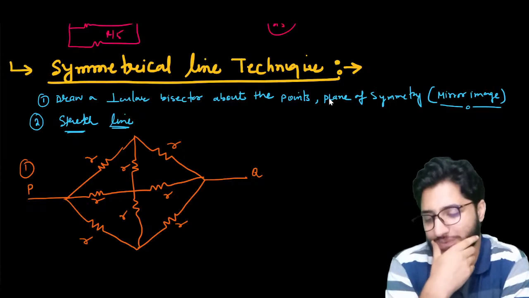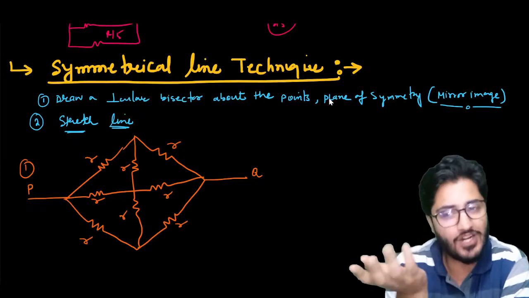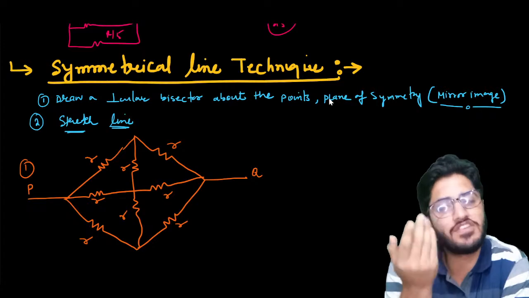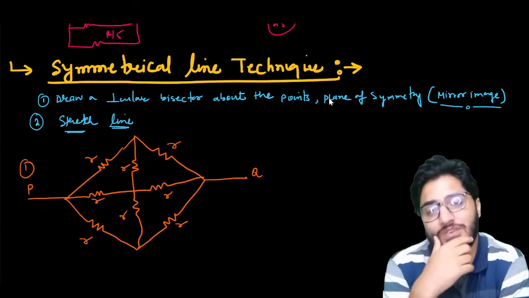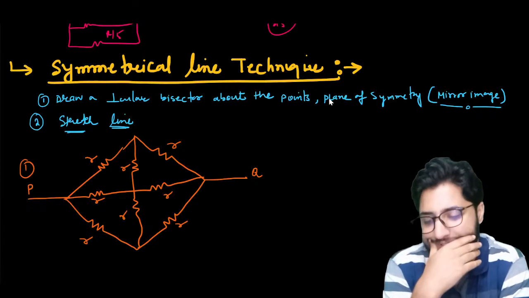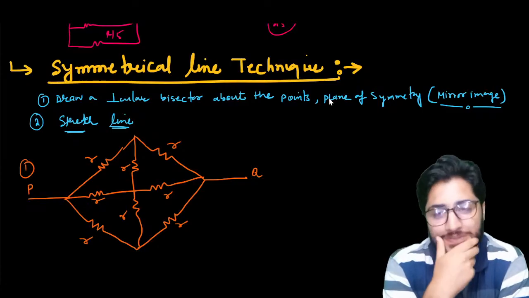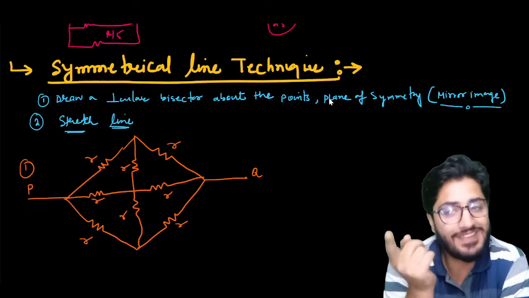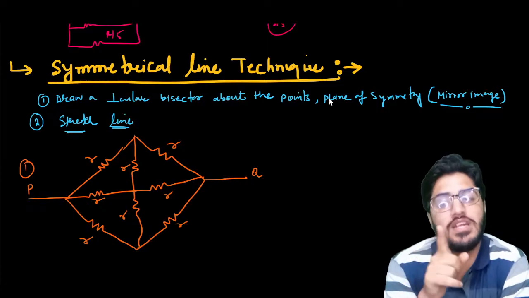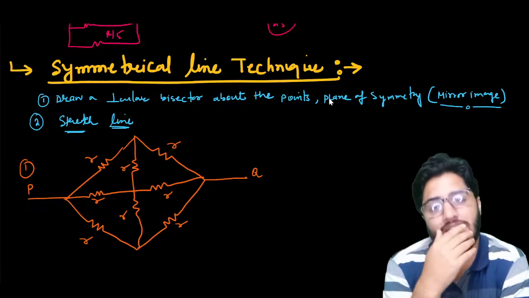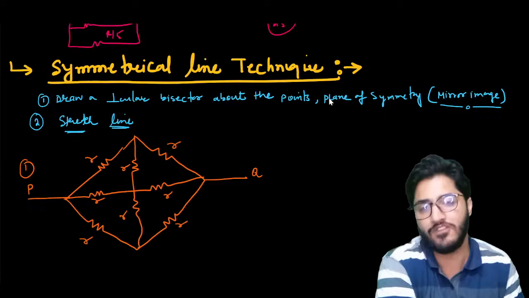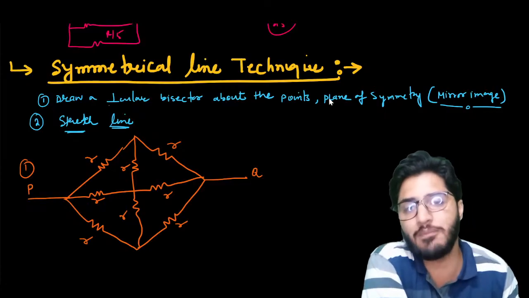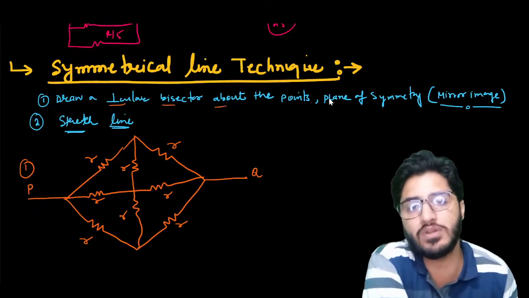That's not how we can do it. You cannot say which one is series and which one is parallel. You cannot see it and you cannot comment on it. It is mixed now. So to solve this kind of numerical, you need a different technique known as the symmetrical line technique. What is the first step? Look, draw a perpendicular bisector about the points.